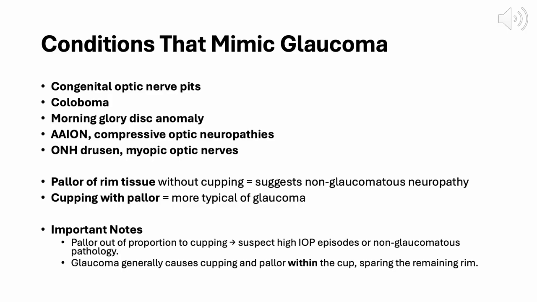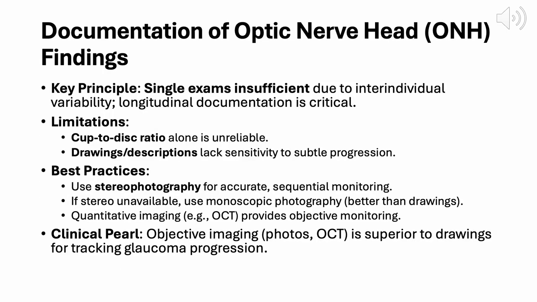clinical history seems atypical. When evaluating the optic nerve head in glaucoma, the key principle to remember is that a single exam is often not enough. There's significant inter-individual variability, which means that what's normal for one patient might be concerning in another. That's why longitudinal documentation is absolutely essential. Now, let's talk about the limitations of some common methods. The cup-to-disc ratio by itself isn't reliable.